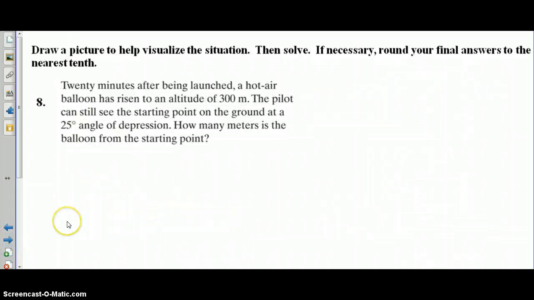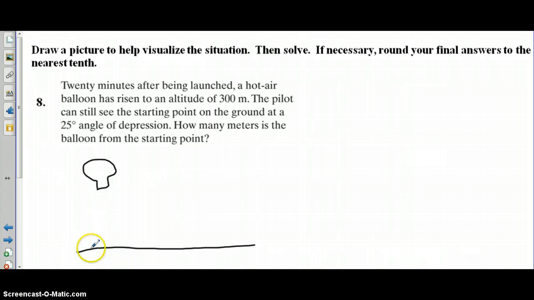Now, the second example, taking a look at the scenario, it says 20 minutes after being launched, a hot air balloon has risen to an altitude of 300 meters. So we have the ground, we have a hot air balloon, and we know that that has risen vertically 300 meters. Additionally, the pilot can still see the starting point on the ground at an angle of depression of 25 degrees.